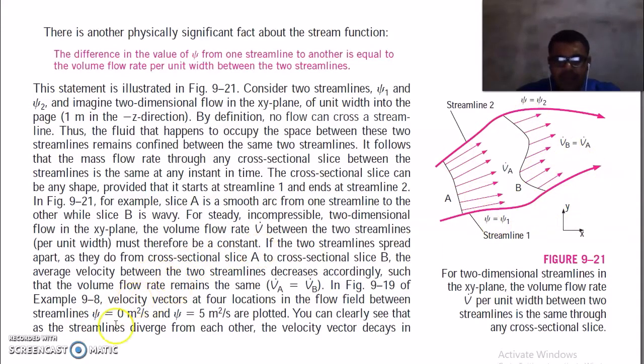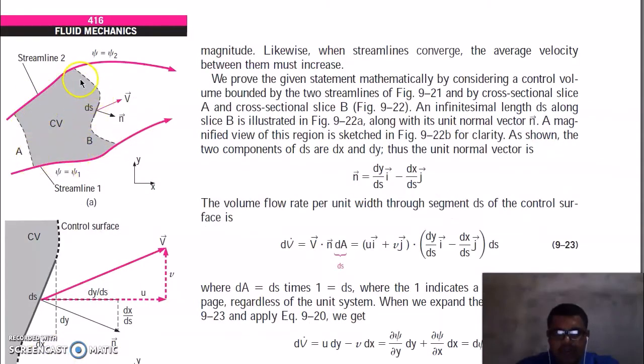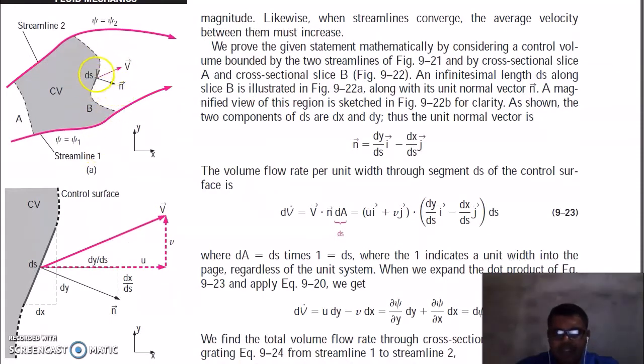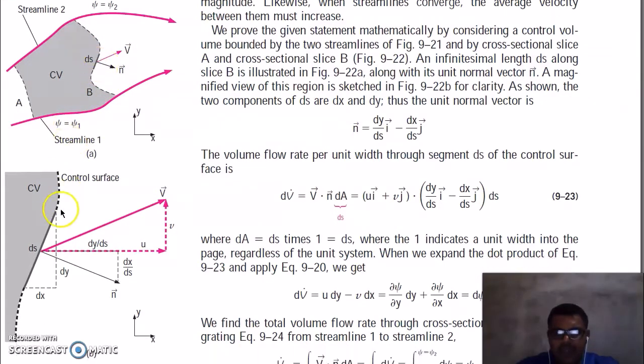Now we will consider this control volume. We prove the given statement mathematically by considering a control volume bounded by two streamlines and cross-sectional slice A and cross-sectional slice B, and an infinitesimal length ds along slice B, as illustrated in the figure. You can take this ds. Now this is dx, this is dy, and at this slice the velocity is V, which is a function of v and u. Here n is the normal unit vector.